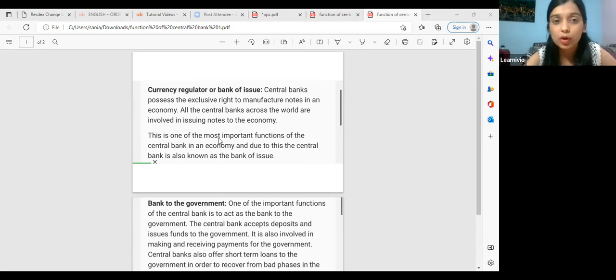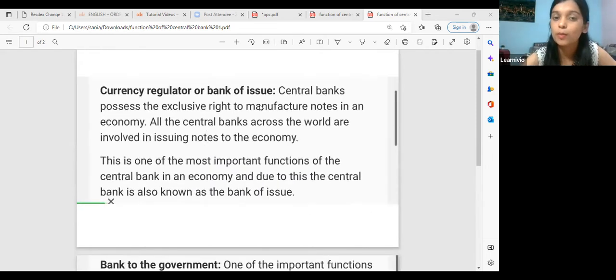And because the most important function of central bank is to issue currency, due to this, central bank is also known as bank of issue. So I'm explaining everything again. Just listen to it very carefully, because in the exam hall you have to remember everything. So the very first thing is currency regulator or bank of issue.